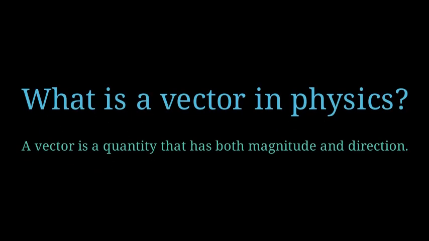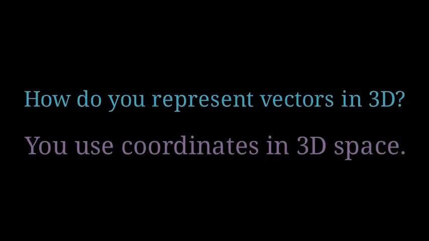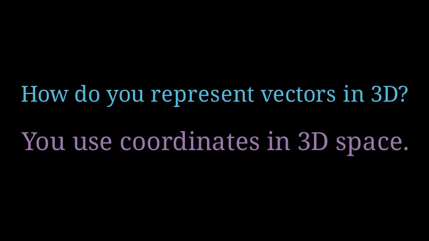What is a vector in physics? A vector is a quantity that has both magnitude and direction. How do you represent vectors in 3D? You use coordinates in 3D space.